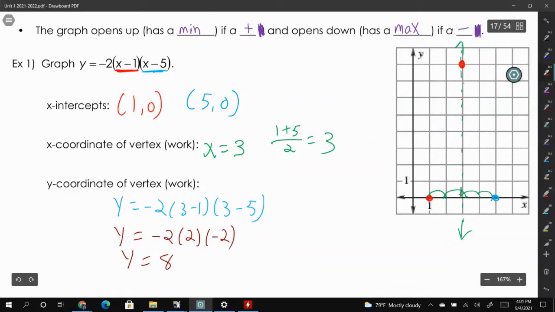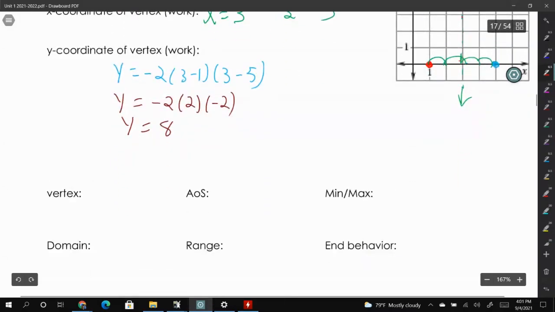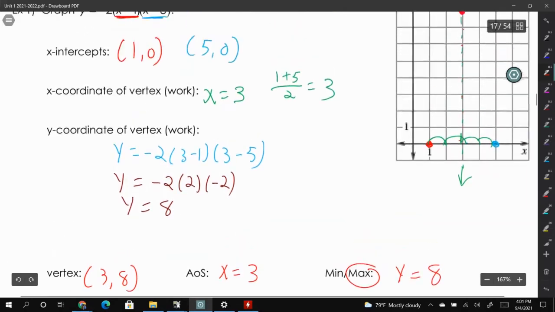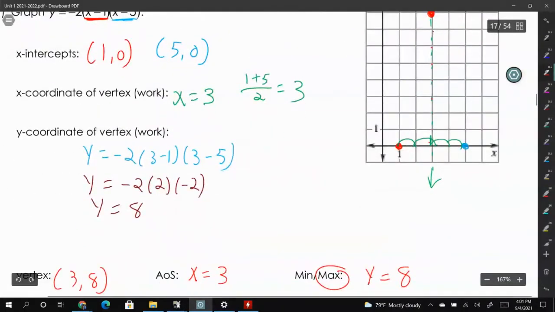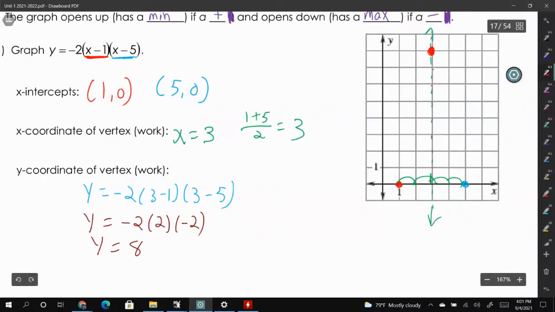Okay. So we can write that down here. 3, 8. Axis of symmetry was x equals 3. This has a maximum value at y equals 8. We saw that up here. Now, to figure out that other point, I said pick an easy point. And once you have these 3 points drawn, then it becomes easier to figure out.